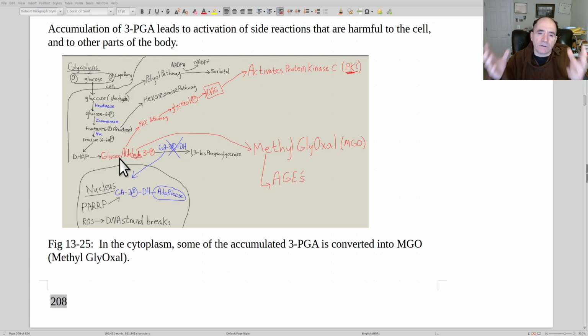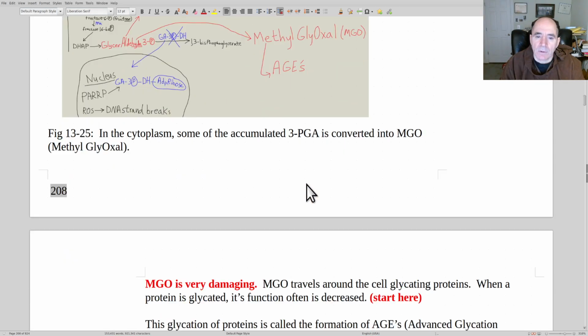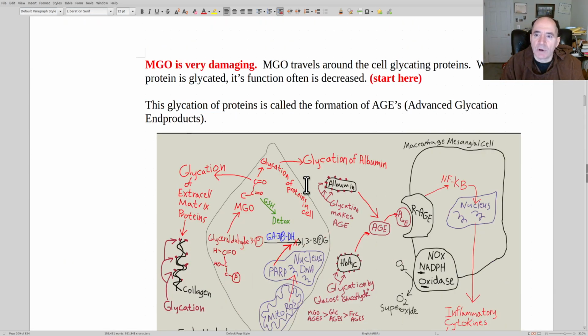And when substrates accumulate, then they start to run down side reactions, okay? And they can become diacylglyceride, and that will also activate protein kinase C to inhibit the glucose type 4 transporters from going up to the plasma membrane. For our purposes at the moment, though, we especially want to focus on it getting converted into something called methylglyoxal, usually abbreviated MGO. And MGO will form advanced glycation end products. Okay, MGO can be very damaging.